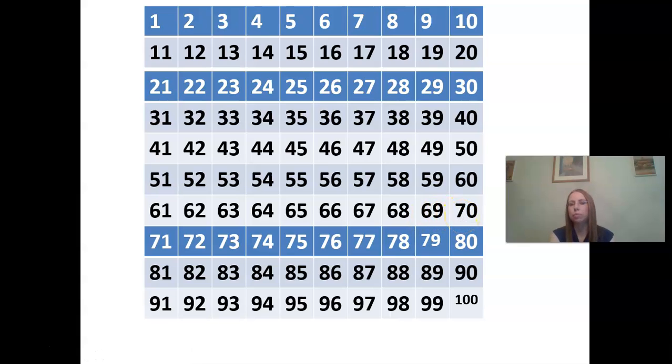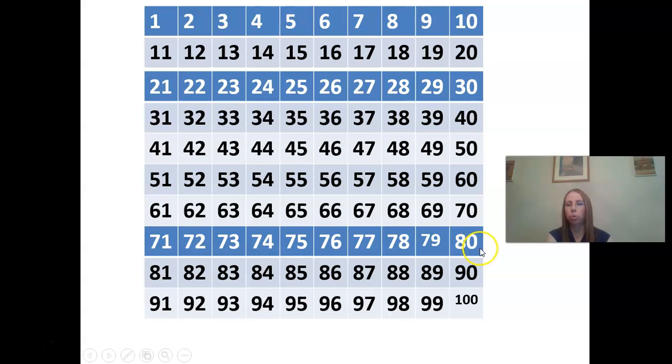Now the 70s we're going to keep using the teen numbers for it. So we're at 70, 71, 72, 73, 74, 75, 76, 77, 78, 79, 80. Right? So we're at 80.